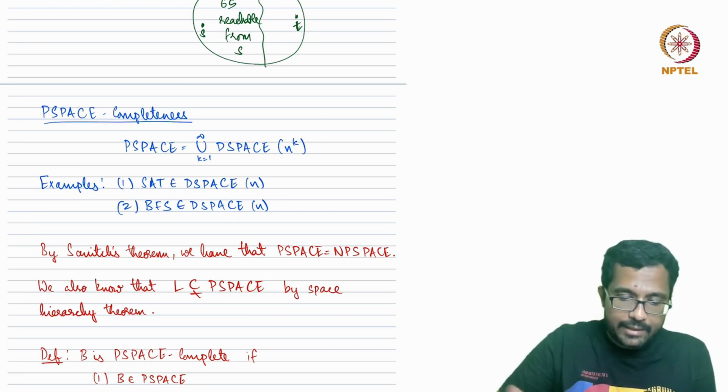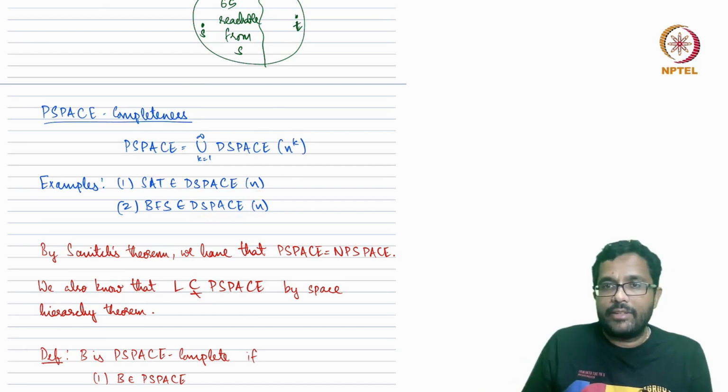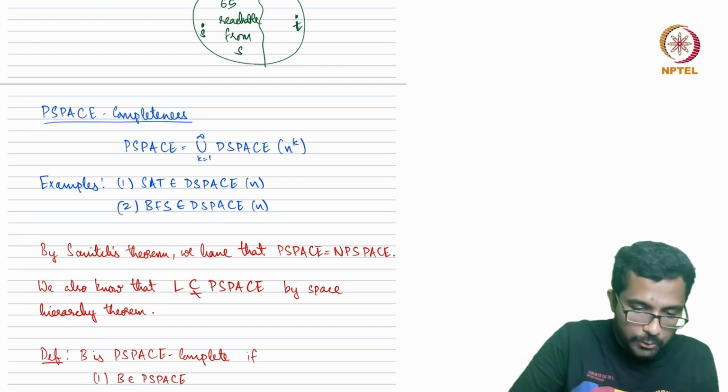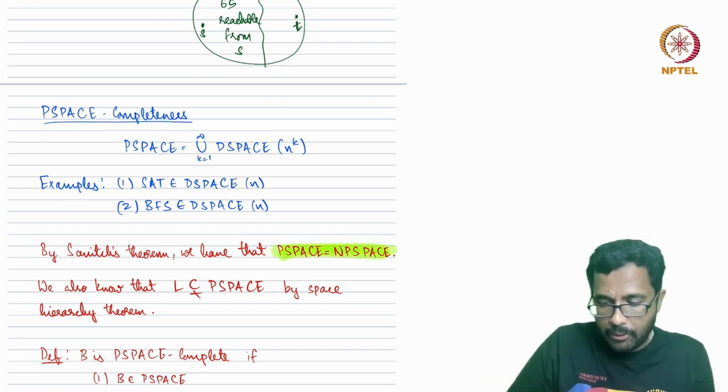For example, SAT is in deterministic space n, and breadth first search is in deterministic space n, the way we do it. And we also know, like I already mentioned, that PSPACE is equal to the non-deterministic polynomial space.